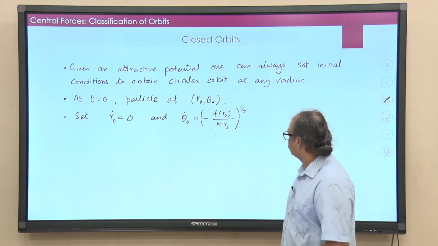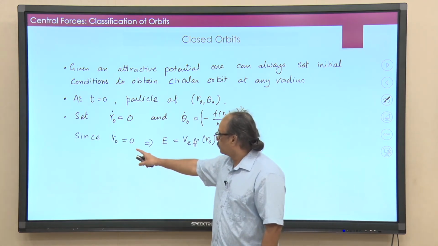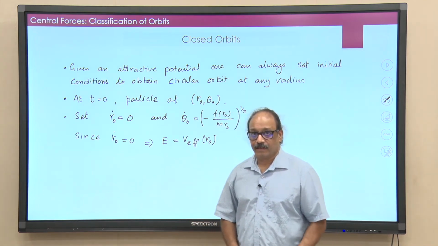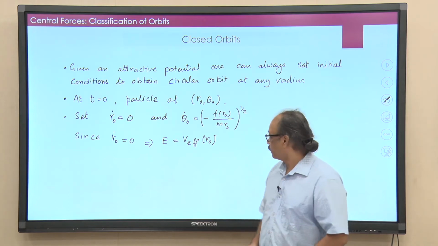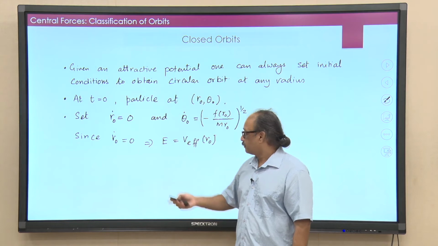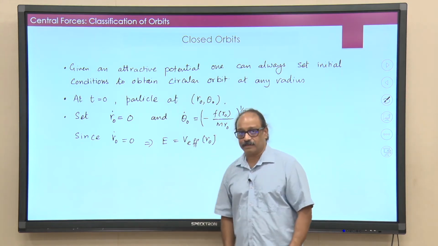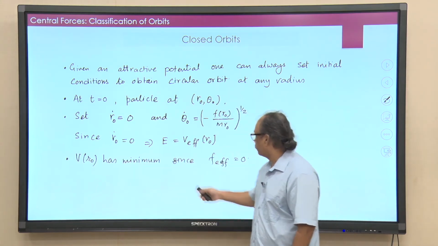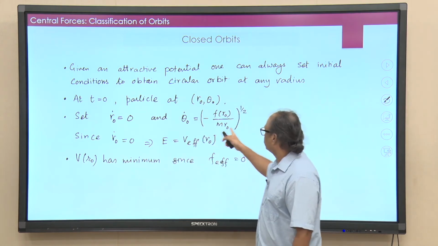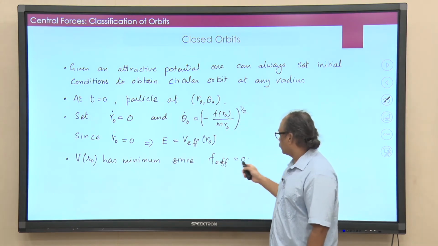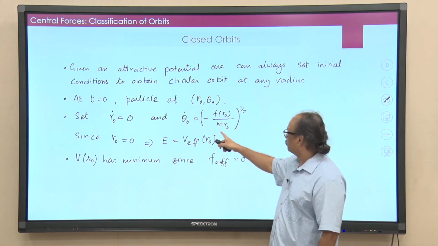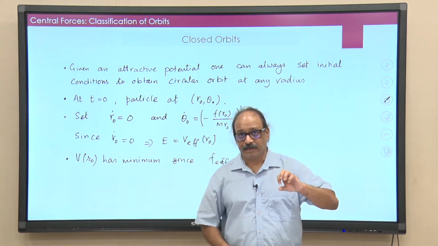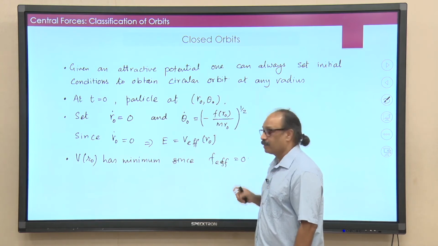You can immediately see that if I do this, then quite clearly, because r dot is 0, E must be equal to V effective. Remember, half m r dot square is E minus V effective. So, if r dot is 0, E is equal to V effective. So, one condition is satisfied, and the second condition is because V effective has a minimum at r naught, and how do we know that it has a minimum? That is because of this condition here, and that is when F effective is 0. Okay. So, if you simplify this, then you would get the centrifugal force term equal to minus F r naught, and that is when F effective is 0.